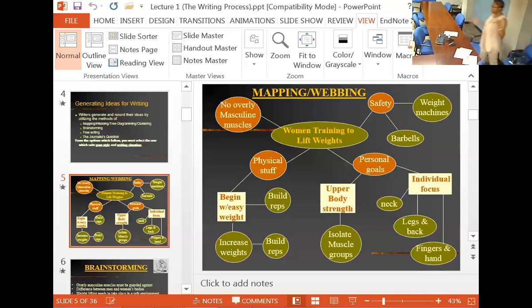So if we're actually building paragraphs from this, we could easily end up with 3 different paragraphs that focus on women training to lift weights. Now, this has a very English slant to it, right? But could this work for a different subject?